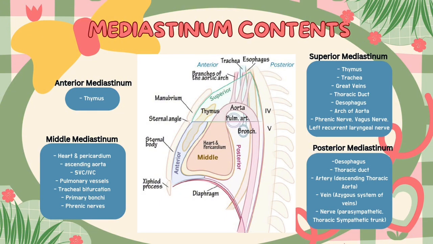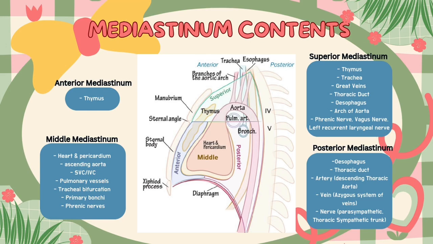Next, the middle mediastinum. The middle mediastinum is the most clinically important part of the mediastinum. It contains the heart, the pericardium, the ascending aorta, superior and inferior vena cava, pulmonary arteries and veins, tracheal bifurcation, primary bronchi, and phrenic nerve. This region is essential for blood circulation as it houses the heart and major vessels. Any inflammation, fluid accumulation, or enlargement in this area can directly affect cardiac output and breathing.